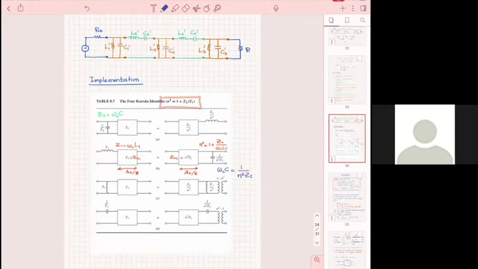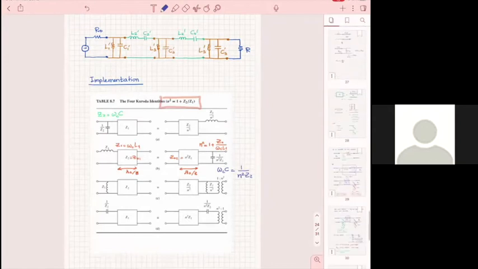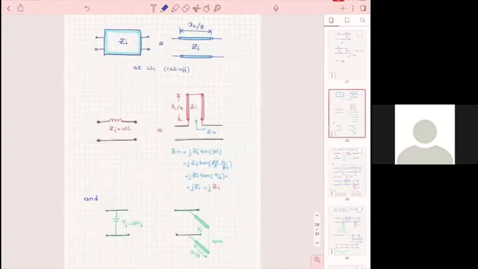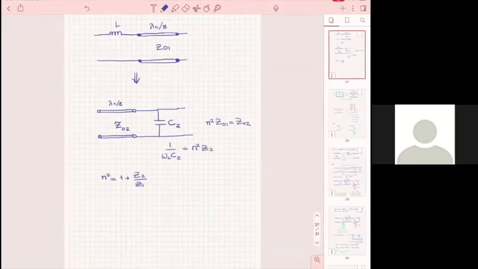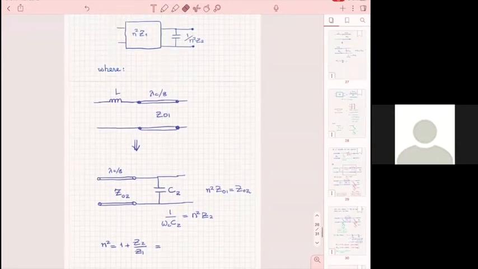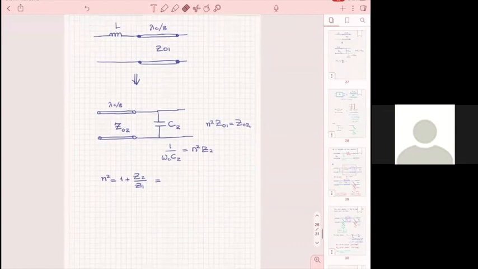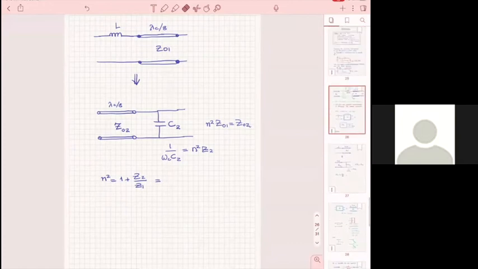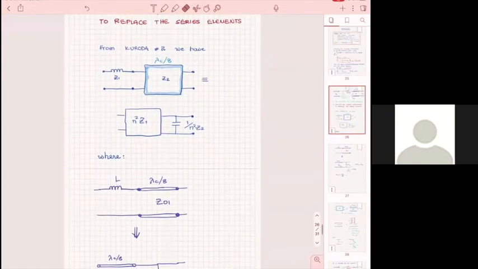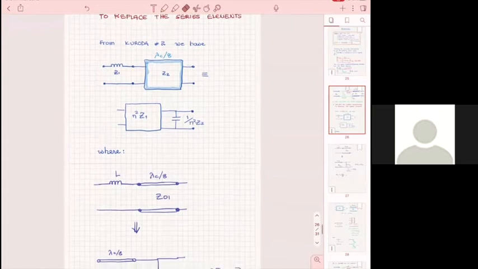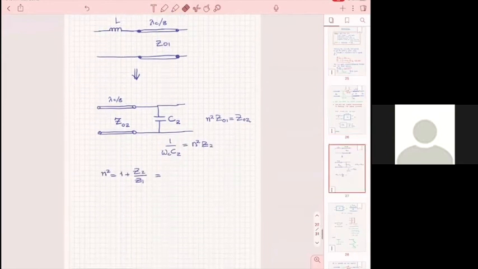Is Z2 over Z1, correct? N squared. So practically, I'm going here and I will have to find that ratio. For our case, this ratio is equal. How much is Z2? You remember? Z2 is 50 ohms, Z naught. And Z1 is omega sub C L.